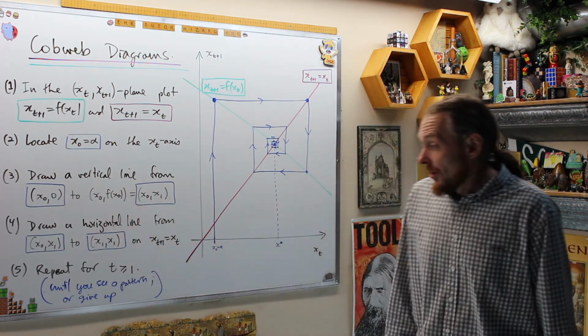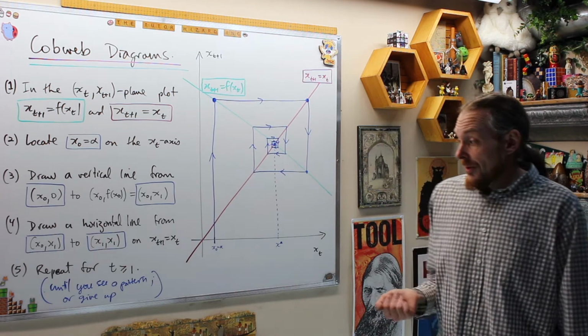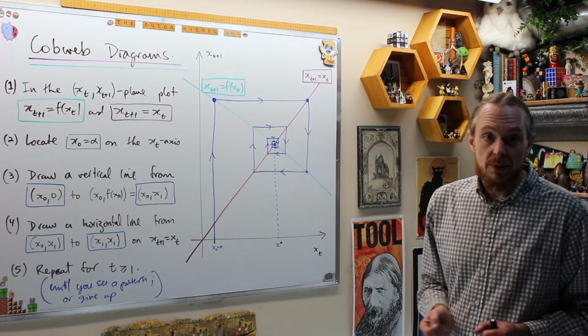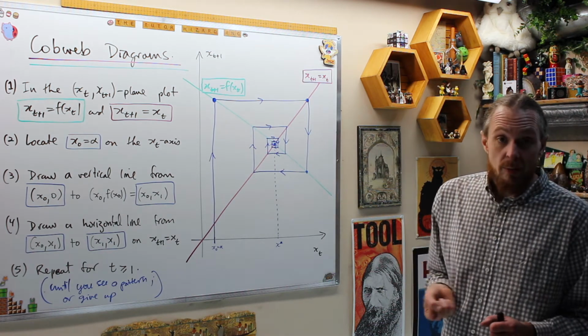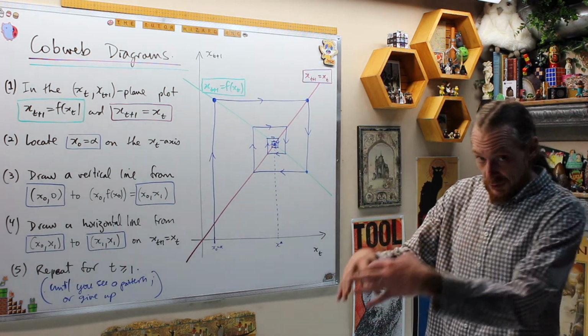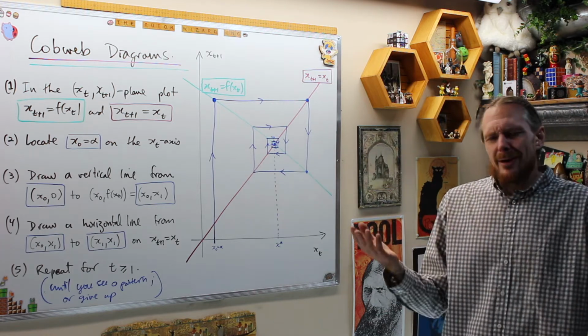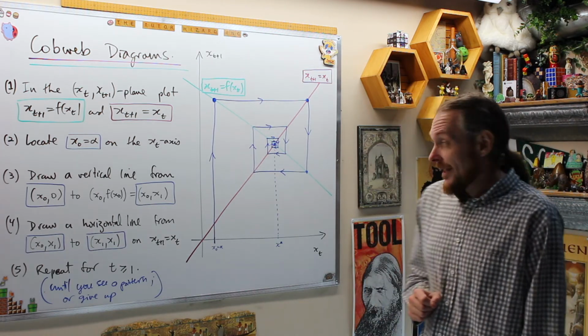And then what do we do? Repeat that indefinitely, or until you give up, or until you want to see a pattern on whether it's trying to converge to the equilibrium point or diverge away. If it converges, we're going to call it stable. If it diverges away, we're going to call that unstable, roughly speaking. We'll give the rigorous definition next time.